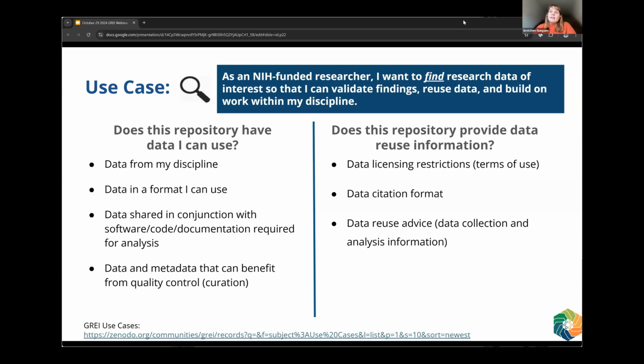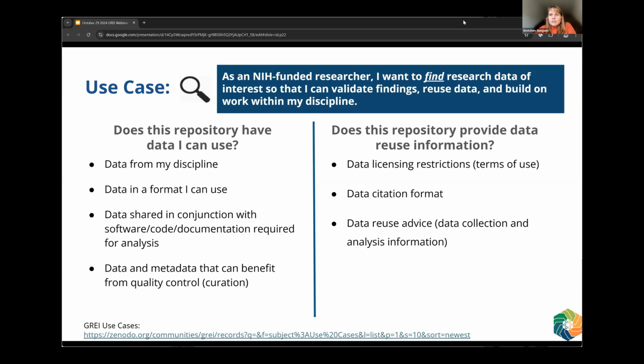But then I also might think about whether or not the repository provides information to me so that I know whether or not I can reuse this data. Does it have licensing clearly indicated with materials? Does it help to provide citation information so that I can be sure to credit it? And does it have all of that kind of information, like you'd find in README files, that will help me to know how to reuse this data?